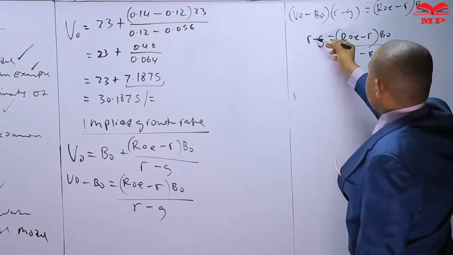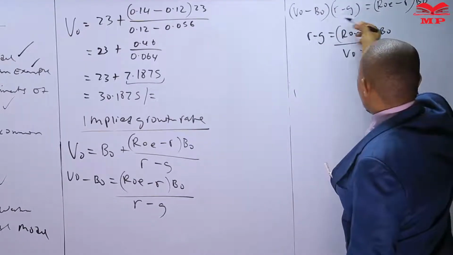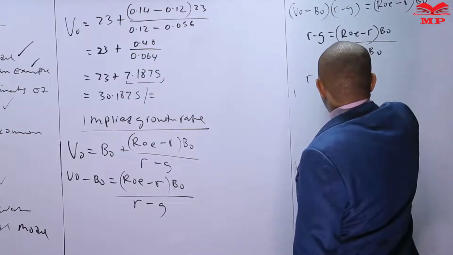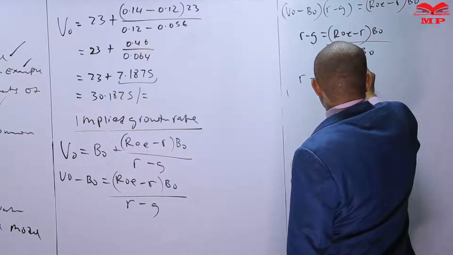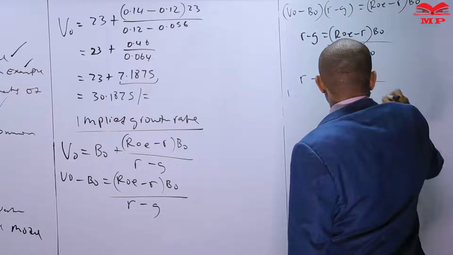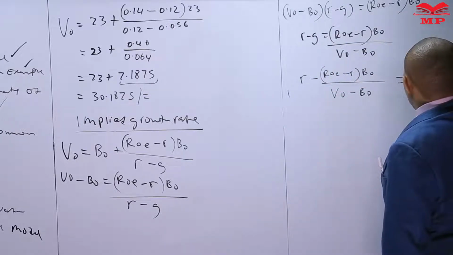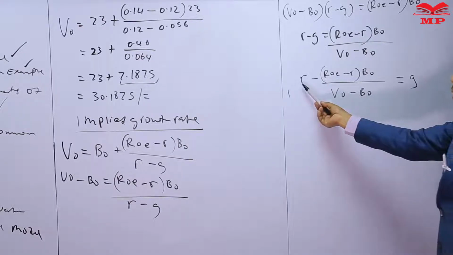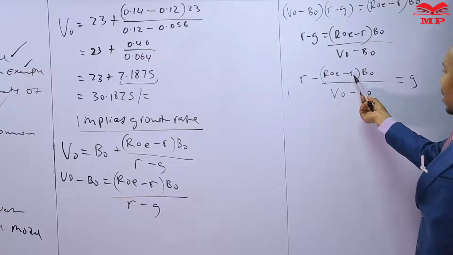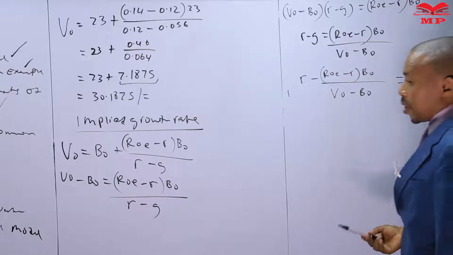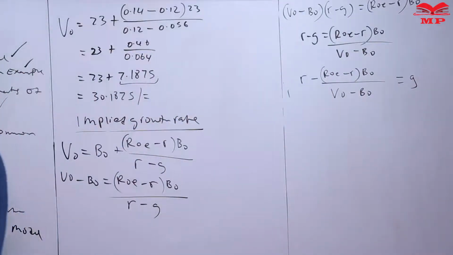Now we are interested in G. Let G go on this side. We do not want a negative G, so G goes on this side and this whole component comes on this side. So we have R minus ROE minus R times B naught over V naught minus B naught is given as G. So that is solving for G. G is given as R, the required return, minus ROE minus R times B naught divided by the value of the share minus B naught there. So let's look at an example that applies that equation.